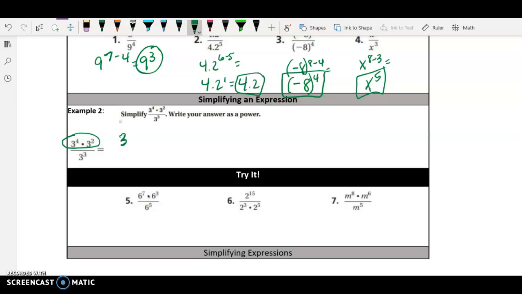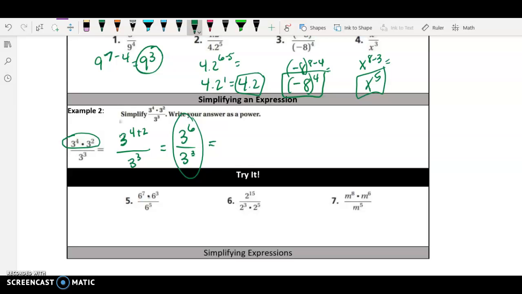So we have 3 to the 4 plus 2, all over 3 to the 3rd power. I'm going to simplify that. So 4 plus 2 is 6, so I have 3 to the 6th power all over 3 to the 3rd power. And now we still have the same base, so I can still simplify. So I'm going to subtract these exponents.